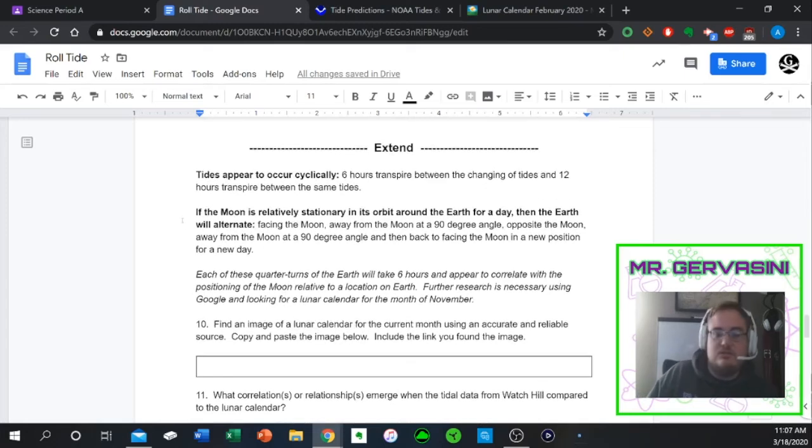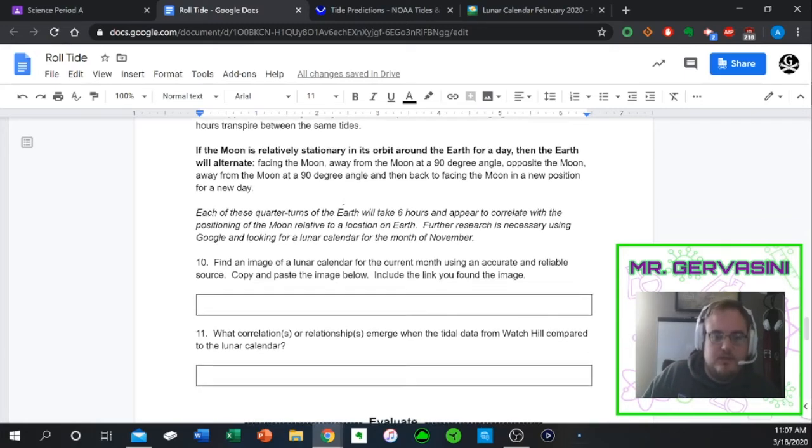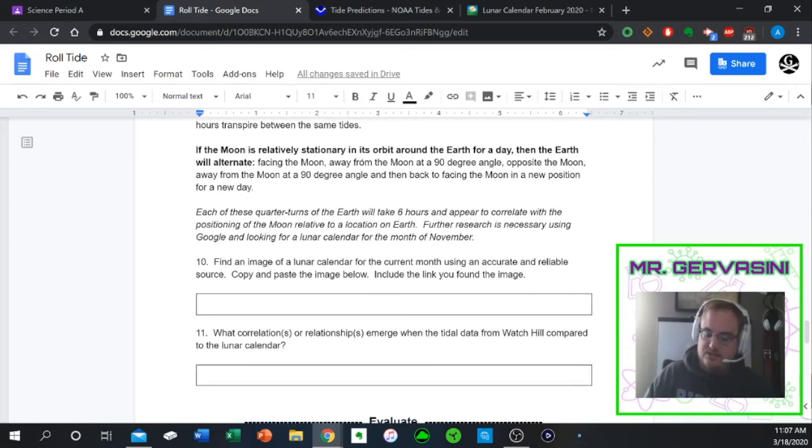Tides appear to occur cyclically. 6 hours transpire between the changing of tides, and 12 hours transpire between the same tides. Okay, so 6 hours to go from high tide to low tide, or low tide to high tide, 12 hours to go between the same tides. If the moon is relatively stationary, and I mean just day by day, it's only moving a small amount in its revolution around the Earth, then the Earth will alternate facing the moon and away from the moon, or also be at a 90-degree angle. So we're talking new moon, full moon, first quarter, third quarter. In rough terms, what we're talking about in terms of angle, all right? Being able to pick out extreme tides and minimal tides.